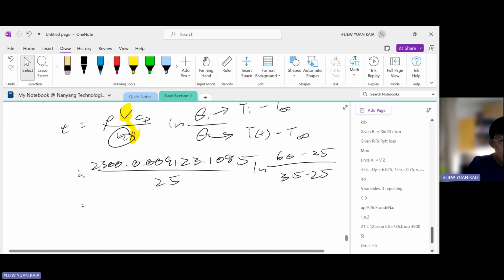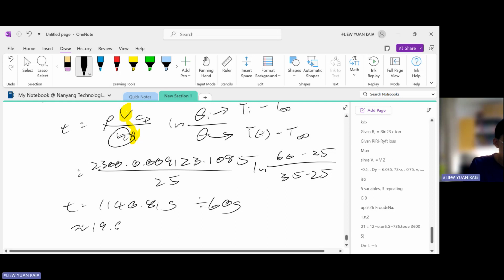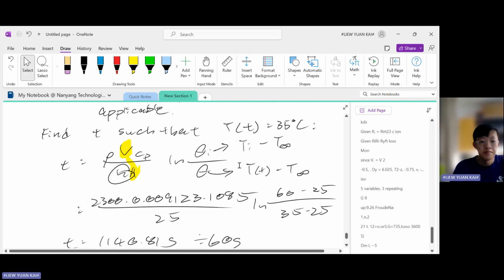Okay. So if you calculate this, your time will be 1140.81 seconds. And if you divide this by 60 seconds, it will become 19.0 minutes. Okay, so that's the duration, and this is a lumped capacitance problem. So see you in the next video.